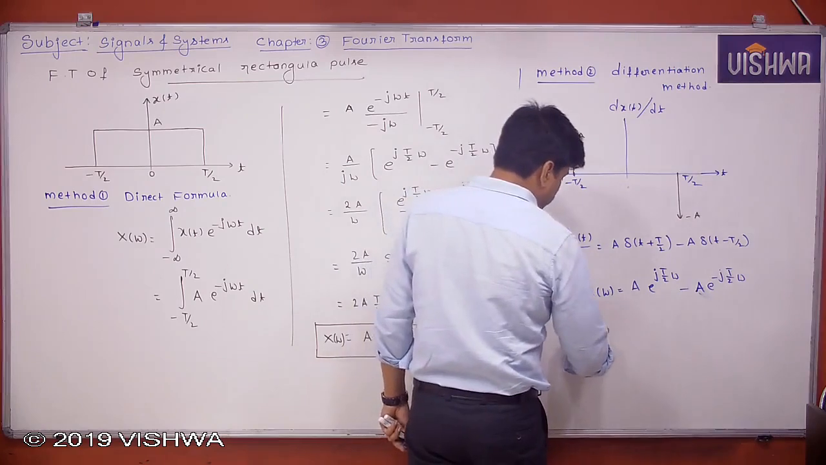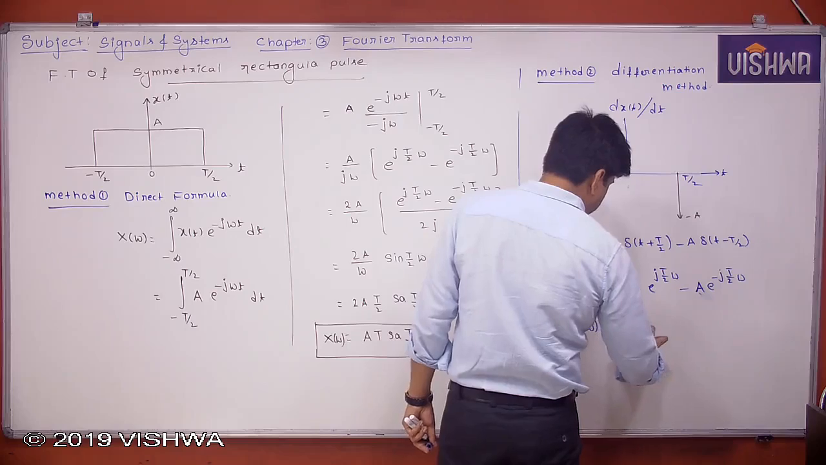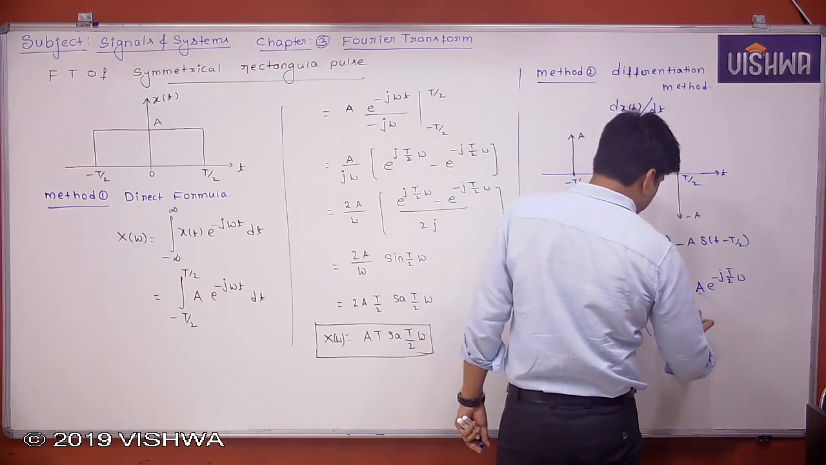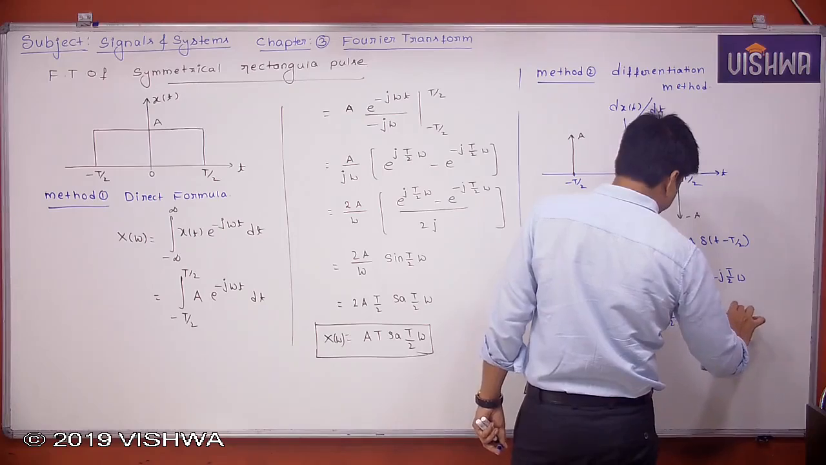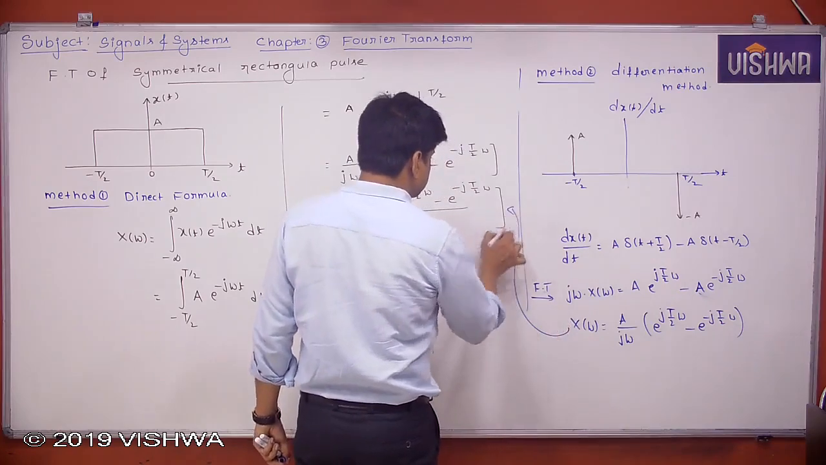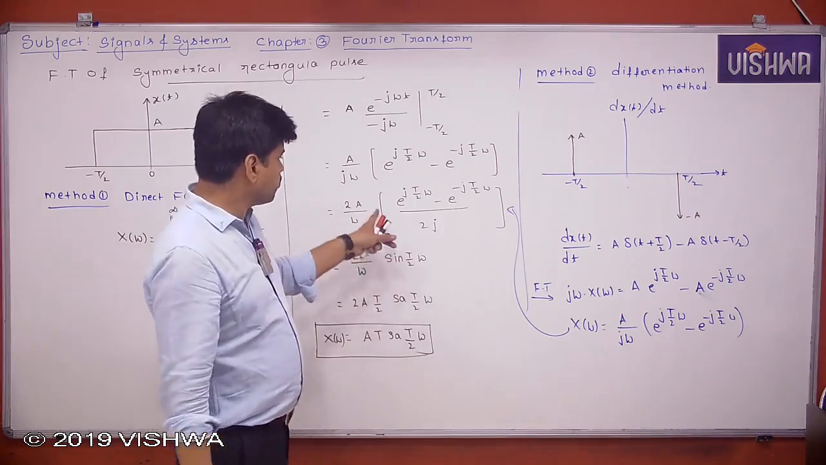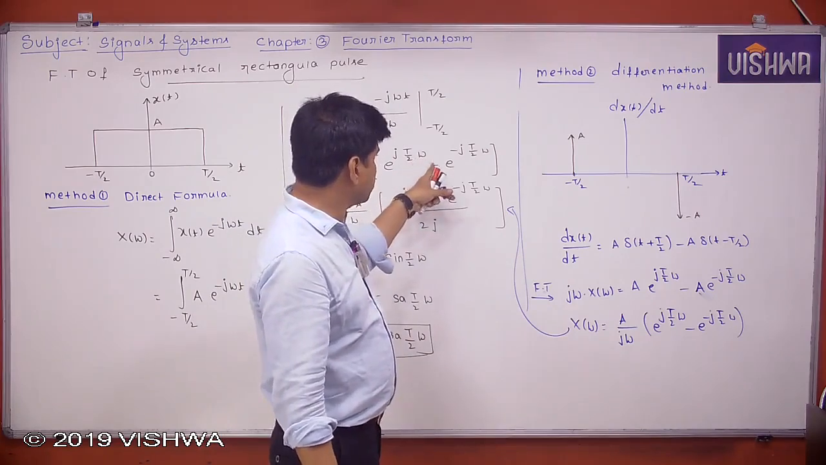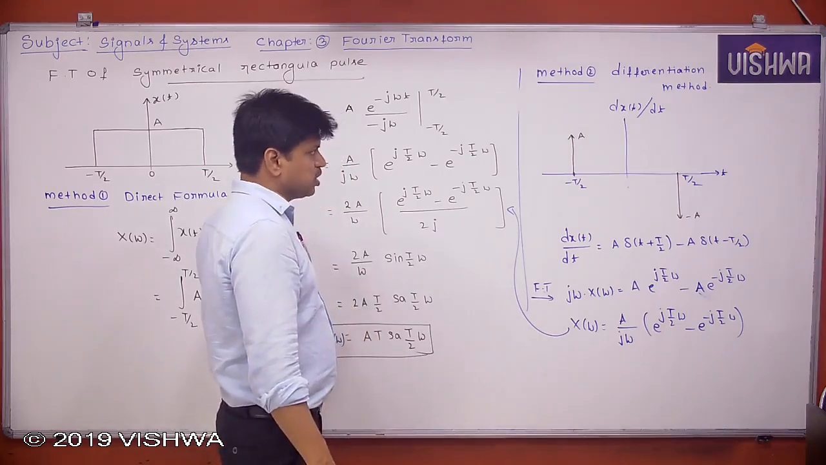So what is X of omega? We are going to get A by j omega, e power j T/2 omega minus e power minus j T/2 omega. After this, it is going to be the same thing. Again we have to go for the same simplification. Finally we are going to get this answer only. If you observe carefully, up to this one, A by j omega, e power j T/2 omega minus e power minus j T/2 omega, after that it is going to be the same. So finally we are going to get this one only. I hope you understood.